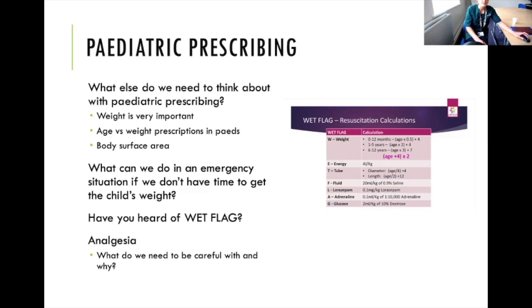Analgesia, what do we need to be careful of and why? Oh yeah, so in paeds we rarely use codeine. I think there's some discrepancy. Some people don't use it in under 12s, others not even in under 14s, and that's because kids can be variable metabolizers of it. So you might give it to one child and they don't feel a thing, and another one can even go into respiratory depression with it, because it's a pro-drug of morphine. So we tend to veer away from it really.